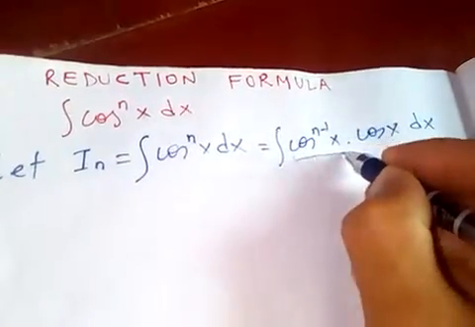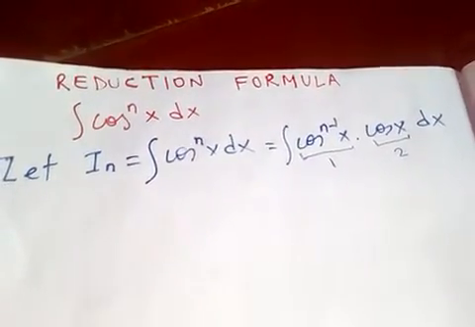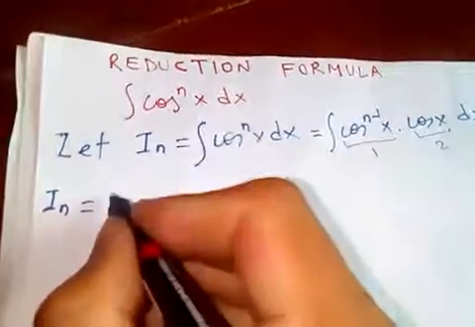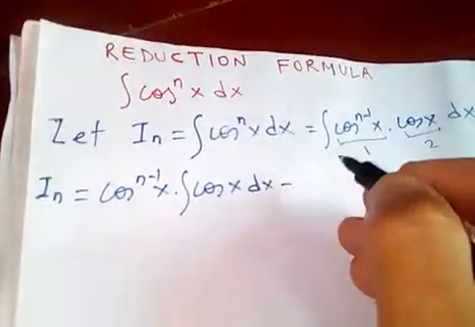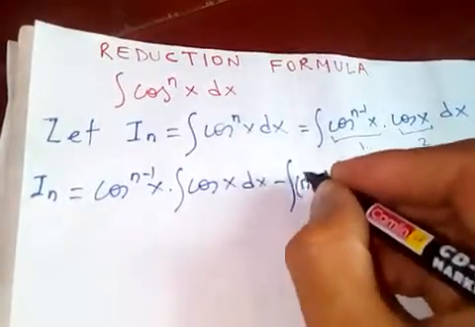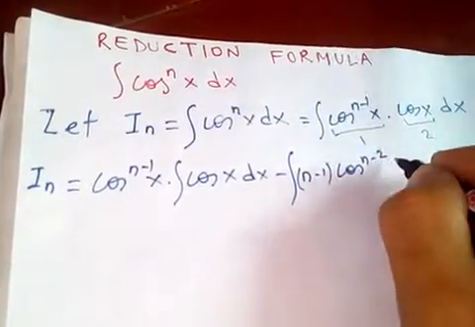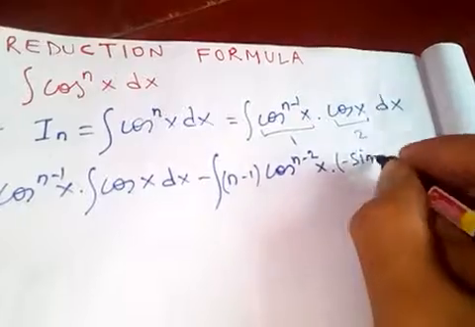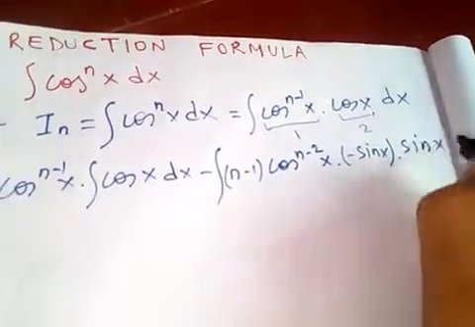Now let's take this as our first function, this as our second function. So we are going to use integration by parts. If you use integration by parts: first function times the integral of the second function, minus the integral of the derivative of the first function, the derivative of cos^(n-1) x, is what? n minus 1 times cos^(n-2) x, and the derivative of cos x is, I think, minus sine of x. And the integral of cos x is, I think, sine x dx.